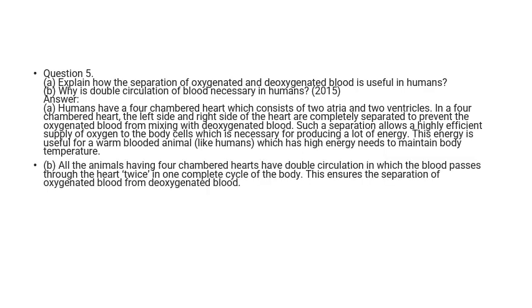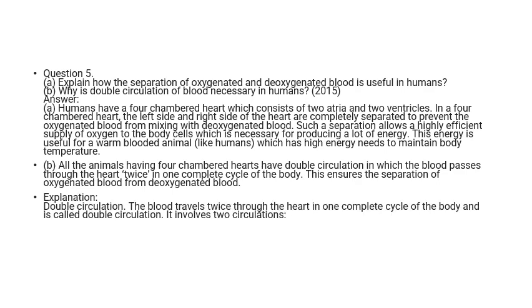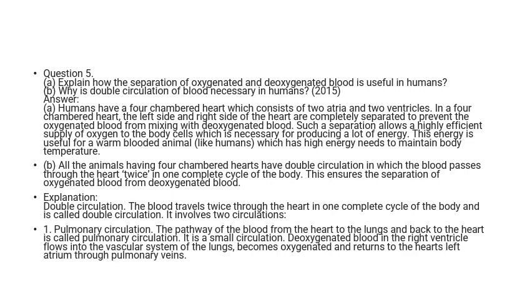The second question is, why is double circulation of blood necessary in humans? Because all animals having a four-chambered heart have double circulation, in which blood passes through the heart twice in one complete cycle of the body. This ensures the separation of oxygenated blood from deoxygenated blood. So, explain double circulation. The blood travels twice through the heart in one complete cycle of the body and it is called double circulation. It involves two circulations, pulmonary circulation and systemic circulation.